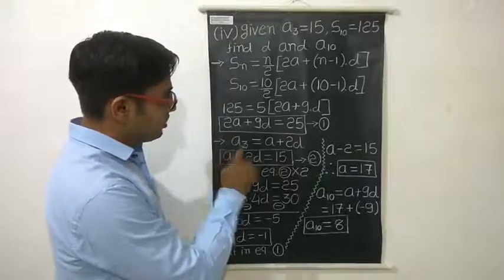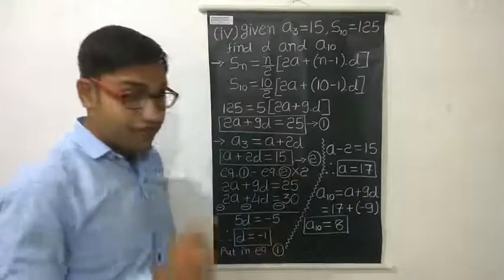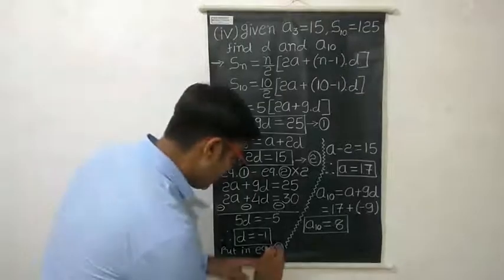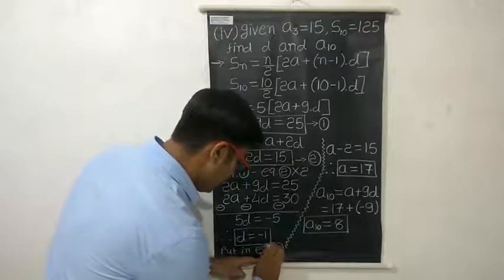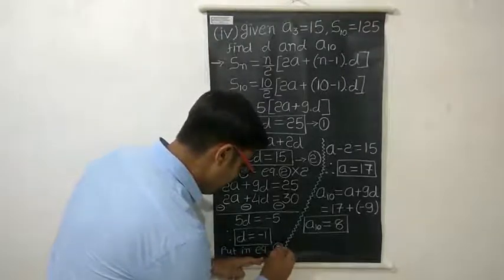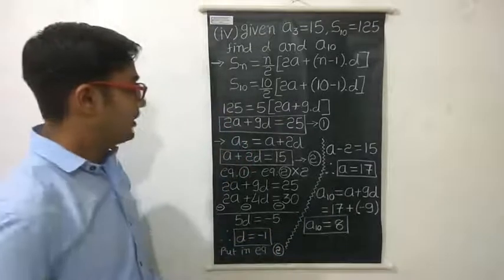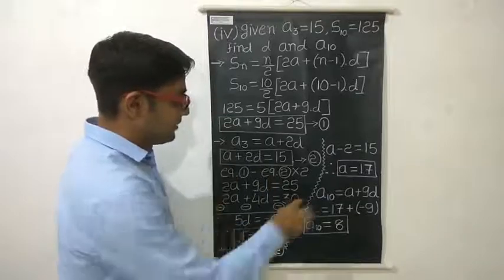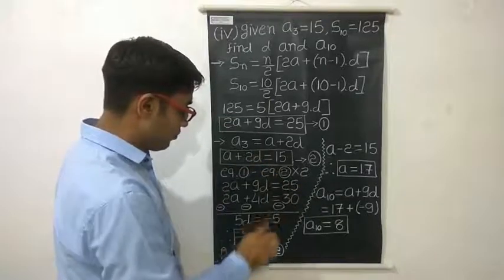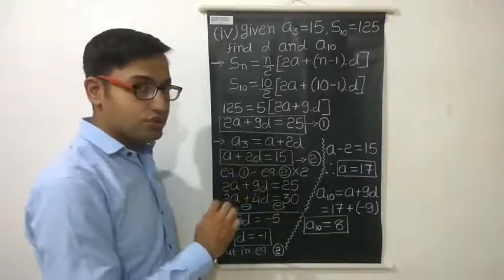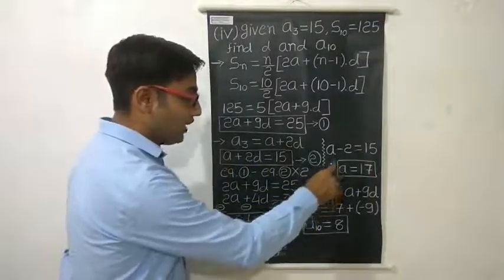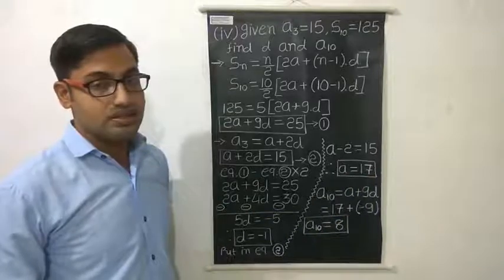Okay, we can put it in equation number 2 because it will be easy for us to calculate. So equation number 2 is a plus 2d. a will remain as it is, and instead of d we put minus 1. Minus 1 times 2 is minus 2. a minus 2 is equal to 15. So the value of a we get is equal to 17.